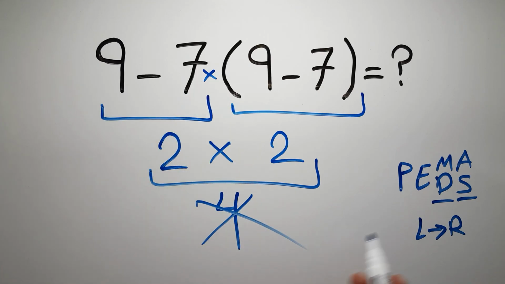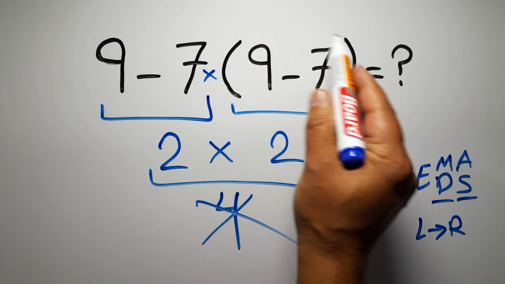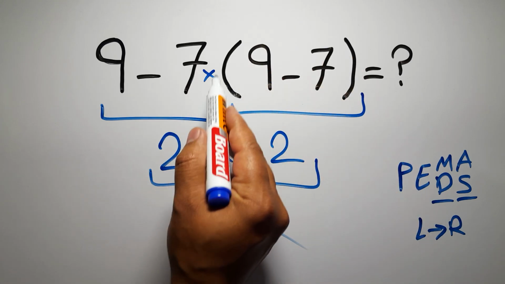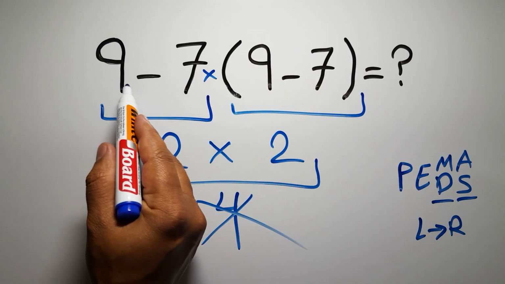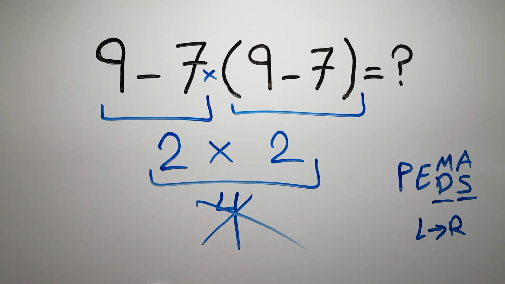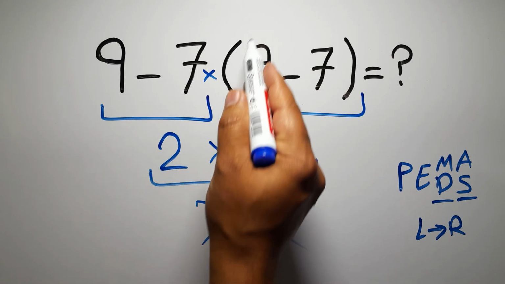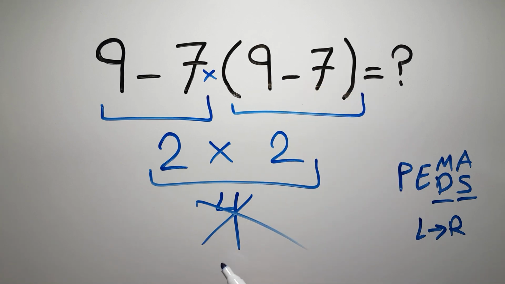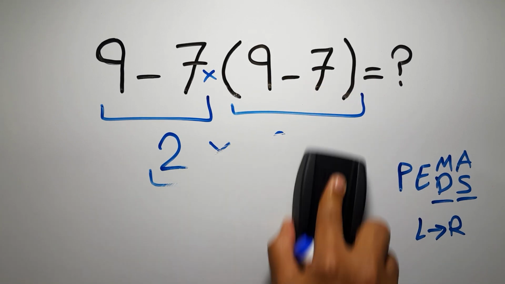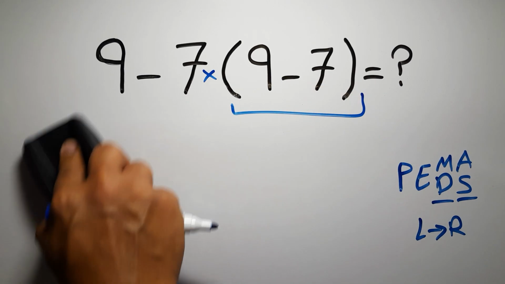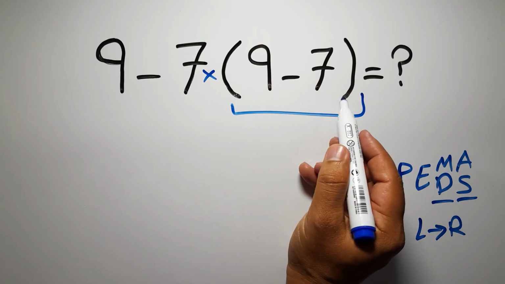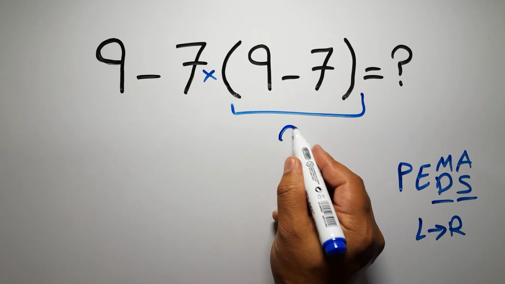Okay, so according to the PEMDAS, first we have to do this parenthesis, then this multiplication, and finally this subtraction. If we do this subtraction before this multiplication or this parenthesis, it is wrong. So first this parenthesis, 9 minus 7 gives us 2.